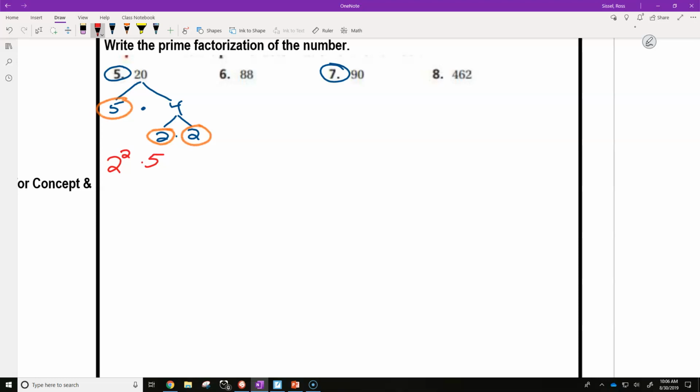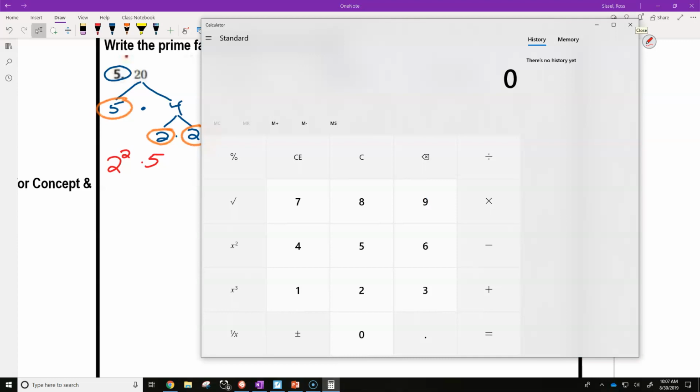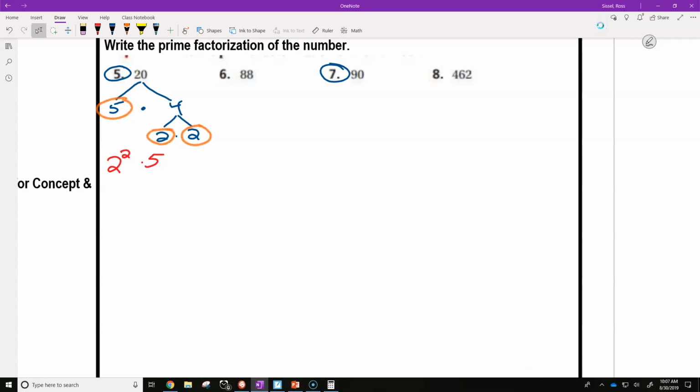Okay, the way you can always double check yourself when you're done. Very, very easy. I'm going to show it real fast. Double check yourself. Do your prime factorization. 2 times 2 times 5 equals 20. Whew. I'm there.